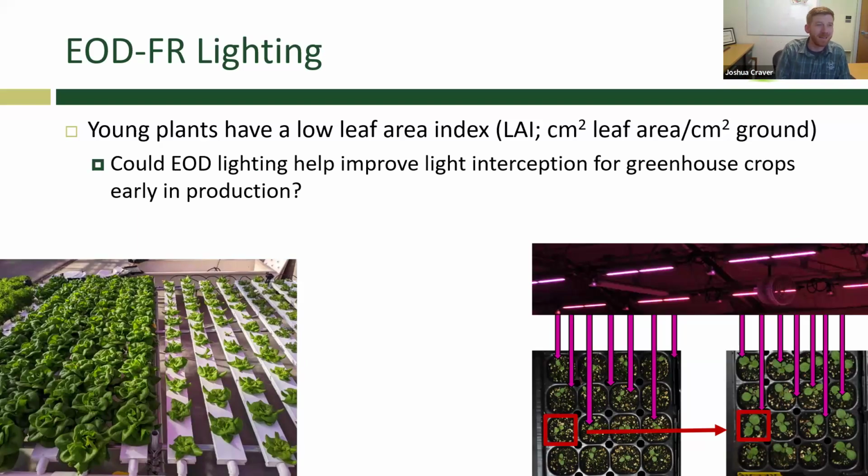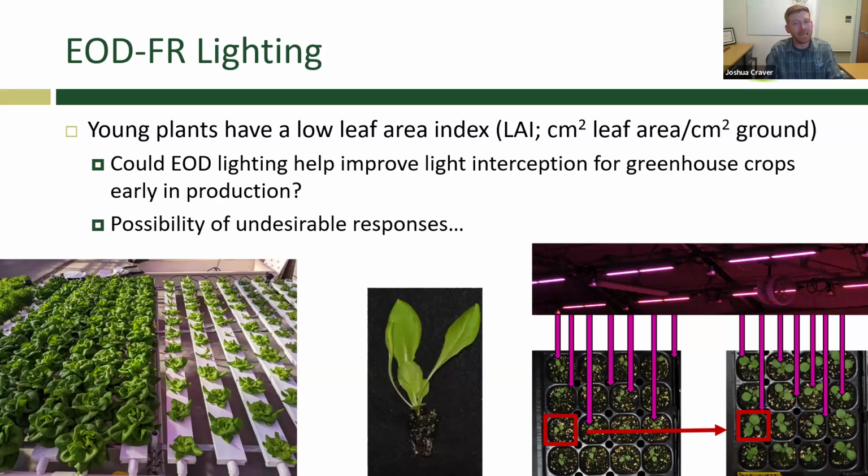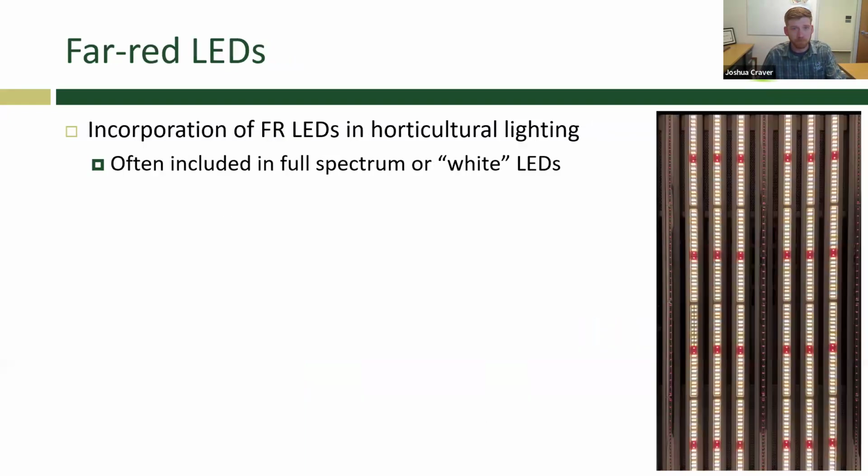But we have to understand that using end-of-day lighting, specifically end-of-day far red lighting, can lead to those undesirable responses like what we saw with lettuce. And so it really becomes a question of how do we use this? How do we leverage end-of-day far red lighting to stimulate these responses that ultimately we want to see?